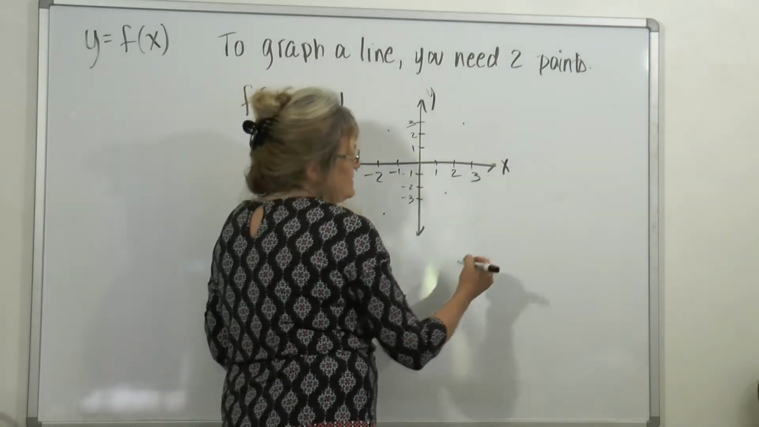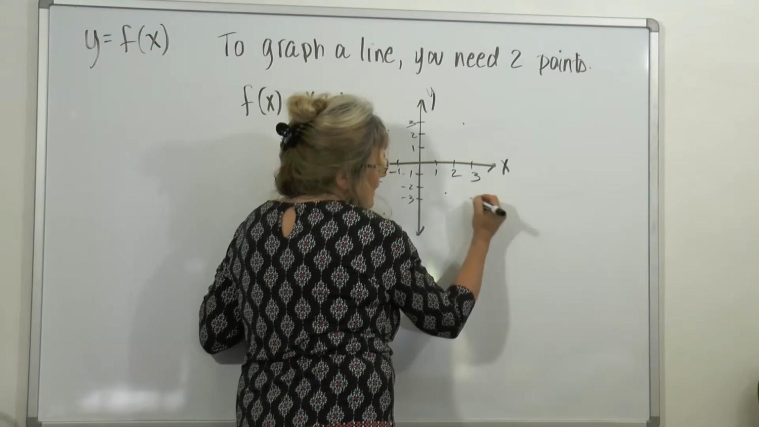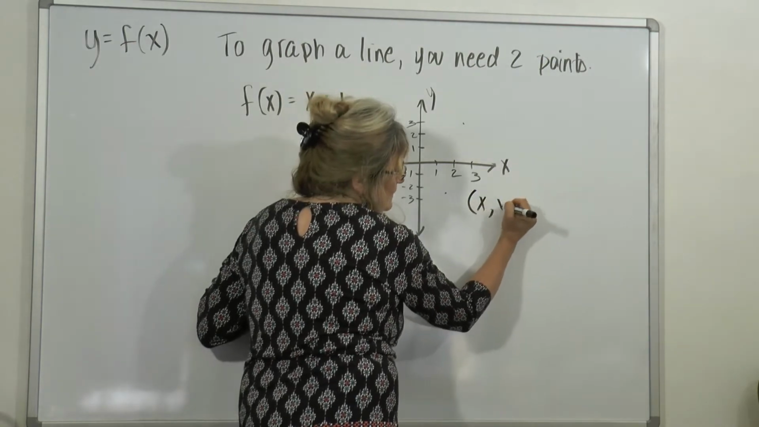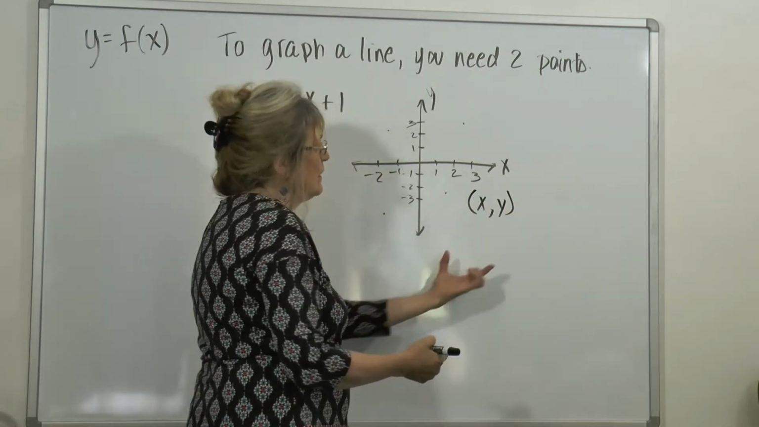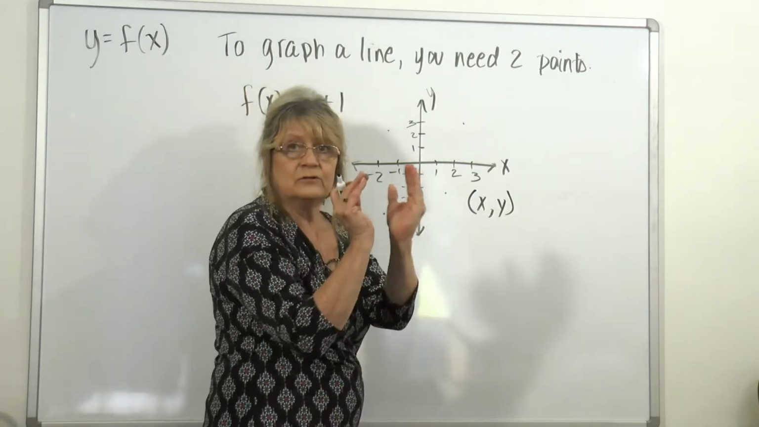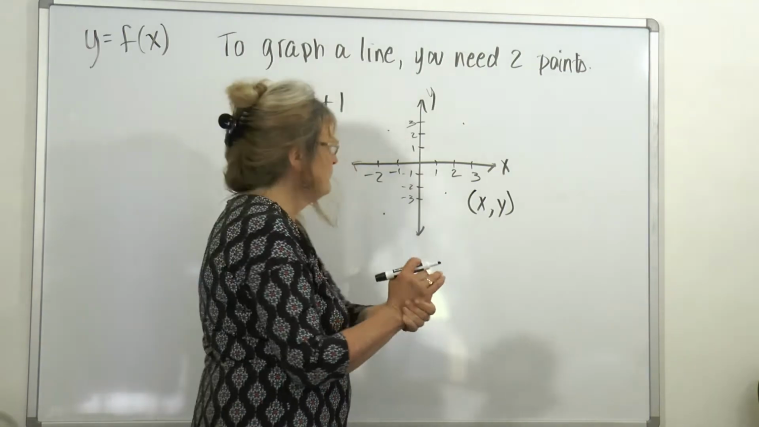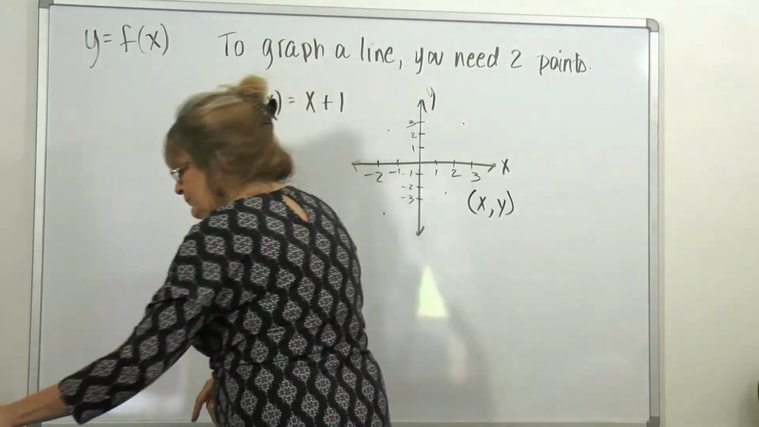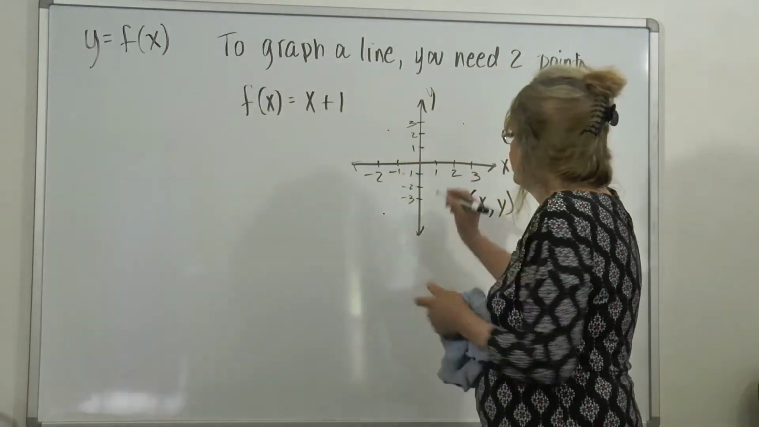Okay, remember that every dot on here has an address. And that address is called an ordered pair. And it's given alphabetically. The x value first and then the y. These parentheses have no mathematical significance. It just shows that those two come from the same point as each other.